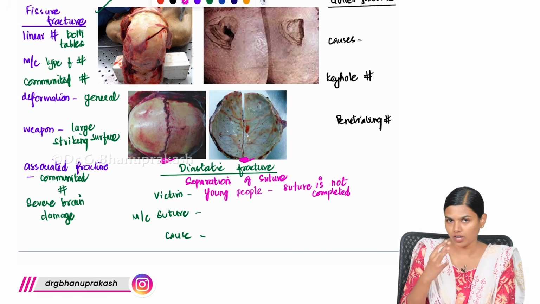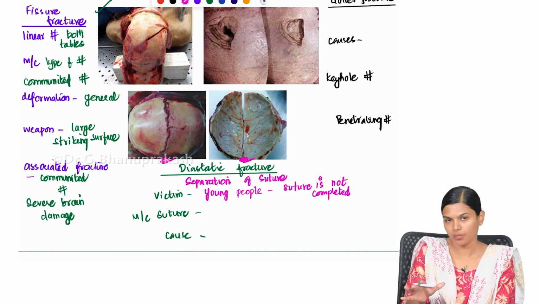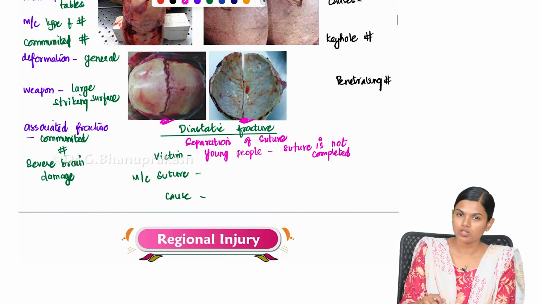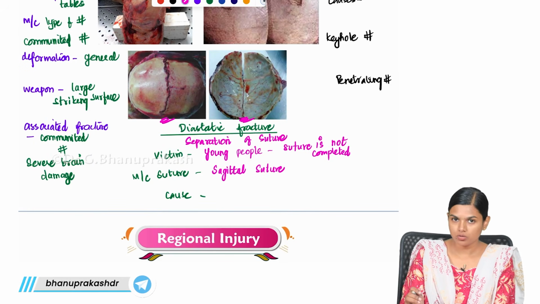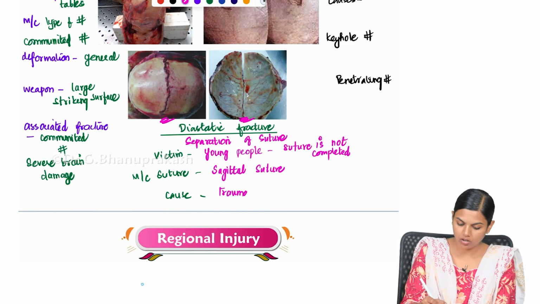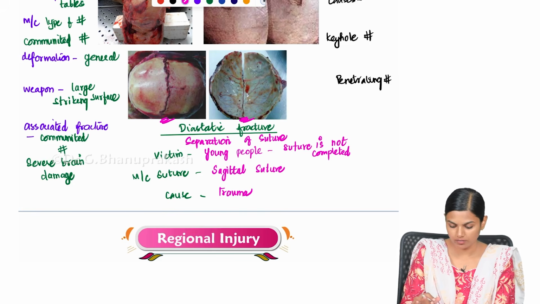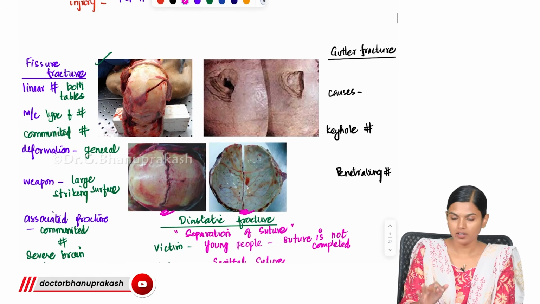Because of the general violence, what will happen is that along the suture lines, the bone will separate. The most common suture where it can be seen is the sagittal suture, and it is commonly due to trauma. Because of some trauma, you will be getting this diastatic fracture. Clear?